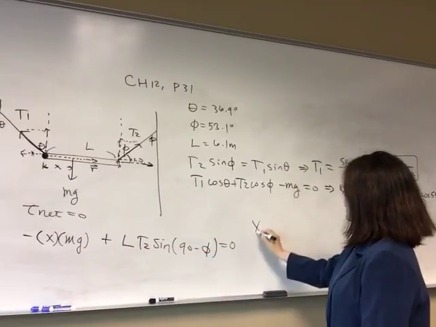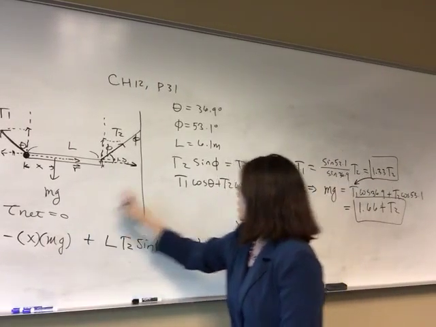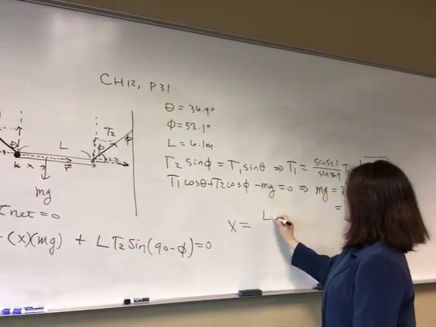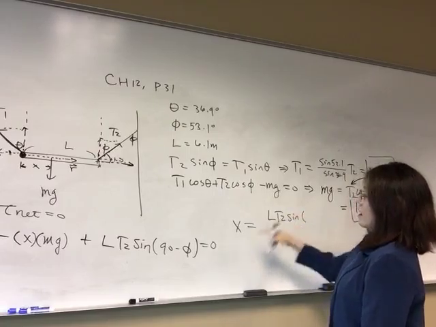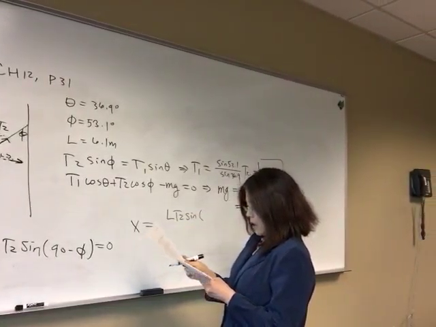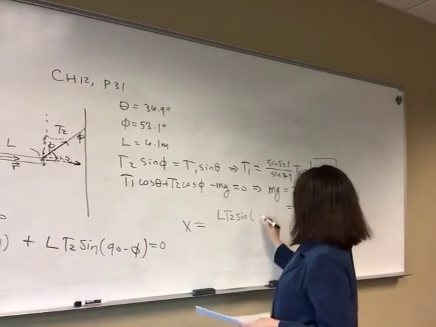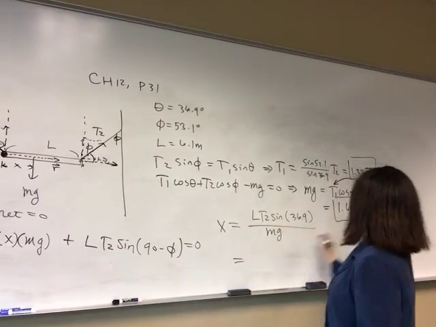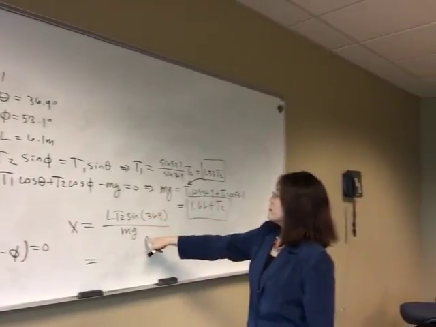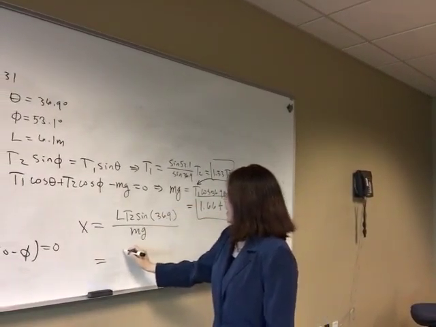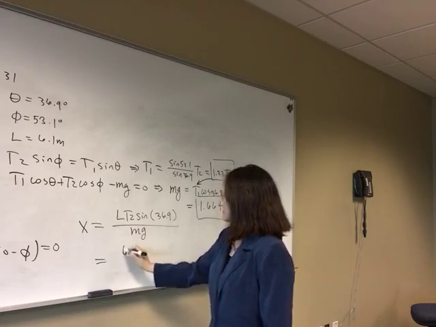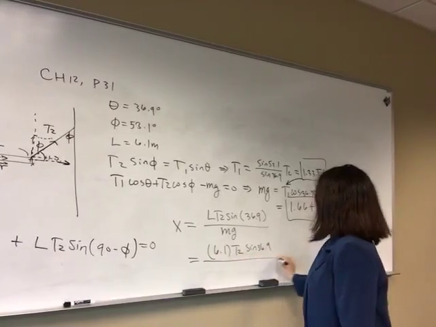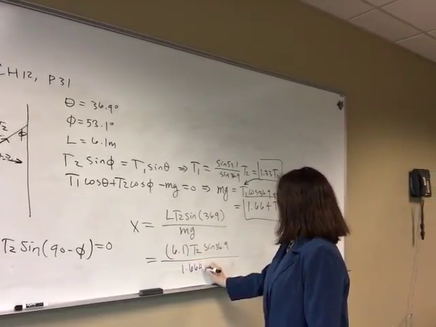So your x would just be, if you move this to the other side of the equation and divide by mg on both sides, L T2 sine of 90 minus 53. What would that be? 90 minus 53 is 36.9, and then over your mg. Now we're ready to replace our mg. So you have your L, which is 6.1, then your T2, your sine of 36.9, and your mg is 1.664 T2.